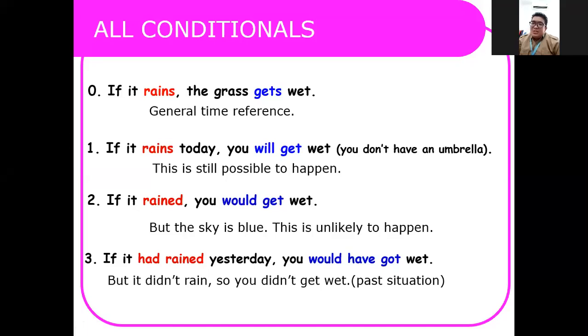If it rains today, you will get wet. Okay, so there's the possibility the rain happens. Ya, ada kemungkinan akan terjadi hujan. If it rains, you will get wet. Okay. If it had rained yesterday, you would have got wet. But the fact is different. Faktanya berbeda. It didn't rain, so you didn't get wet.